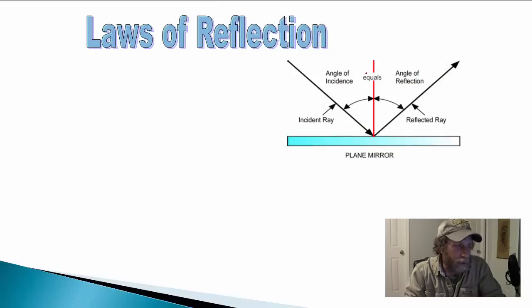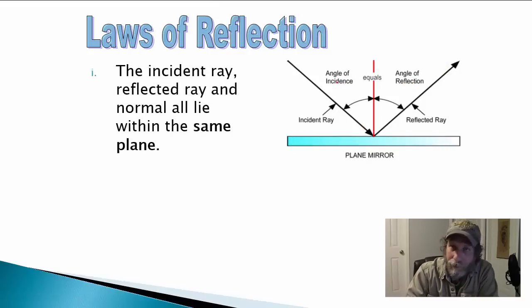Okay, laws of reflection. Well, the first one I haven't talked about. The incident ray, the reflected ray, and the normal all lie in the same plane. So what this means is, here's our incident ray coming in, hitting the mirror at the normal, and the reflected ray is bouncing out again.